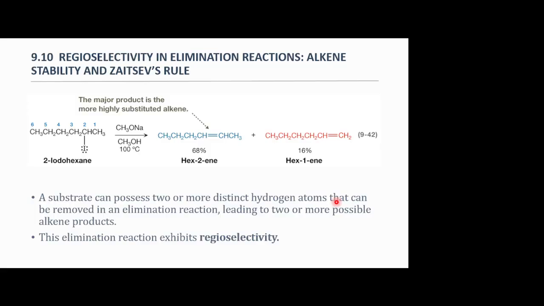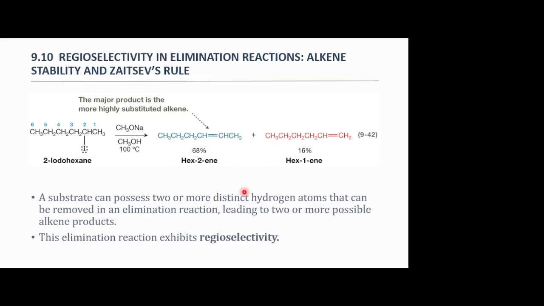All right. Now, let's talk about regioselectivity in elimination reactions and the different alkene stabilities. Specifically, we're going to be looking at Zaitsev's rule. Right here we have a species that's going to undergo an elimination reaction. And what we see is we have a 68% chance of producing this one right here. And this one over here, we have a 16% chance. Do you notice any differences between these?